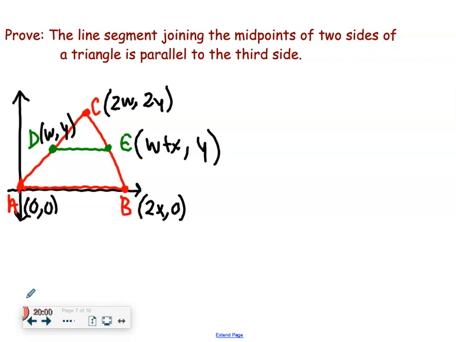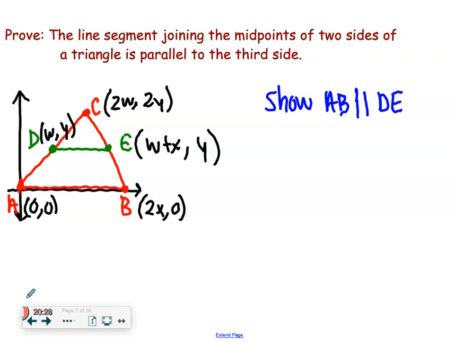Okay, we're almost done. So now we want to find the slopes of these. So this is what you're trying to show. AB is parallel to DE. On the test, it's going to tell us what we need to show.